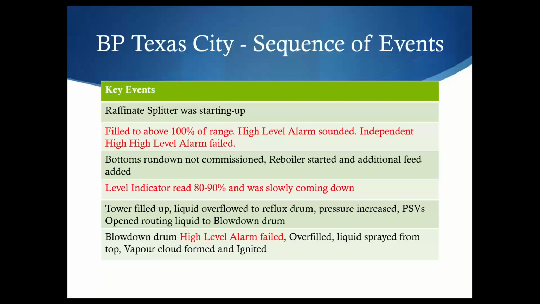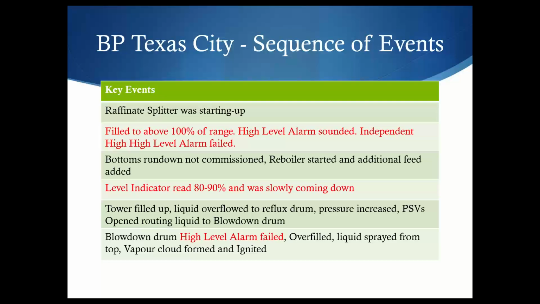It was a startup phase, and that's always one of the most risky phases of any plant. They filled above the 100% range of the instrument. The high level alarm did sound, but the independent high level alarm failed, similar to Buncefield and Kapeco.